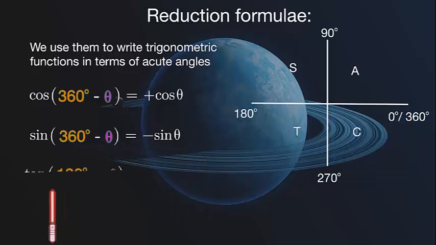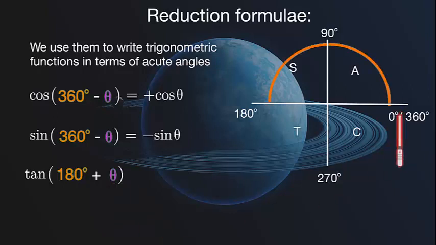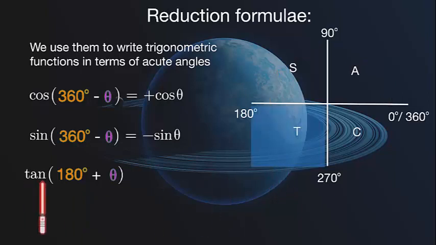Now the third one, we've got the tangent of 180 degrees plus theta. So again, we start at 0, we go 180 degrees. So there we go, and then we plus theta, and we end up in the third quadrant. Now we're busy with the tangent. In the third quadrant, tangent is positive. So we write the positive sign, then we write the tangent down, and we write the acute angle next to it. There we go. Now one more example.